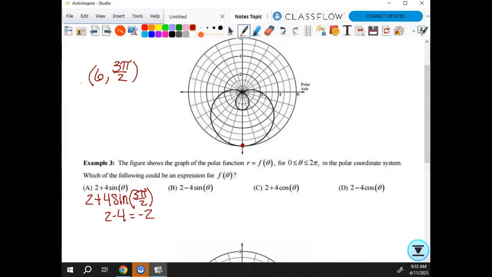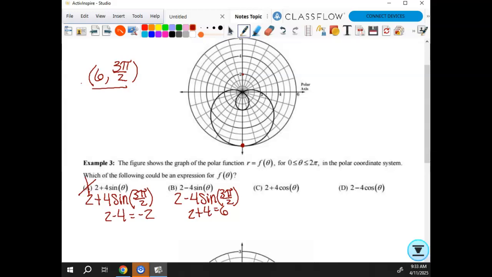So if I go to 3 pi halves at this angle and I go to -2, I end up right there. That is not on my graph, so I don't like it. All right. So this will be 2 minus 4 times the sine of 3 pi halves. Sine of 3 pi halves is still -1. -1 times -4, that would be 2 plus 4, and that gives me 6. And that was actually the one I wrote down, so I like B.